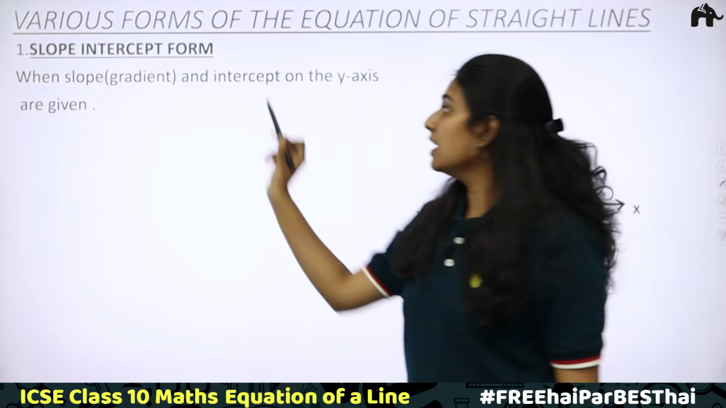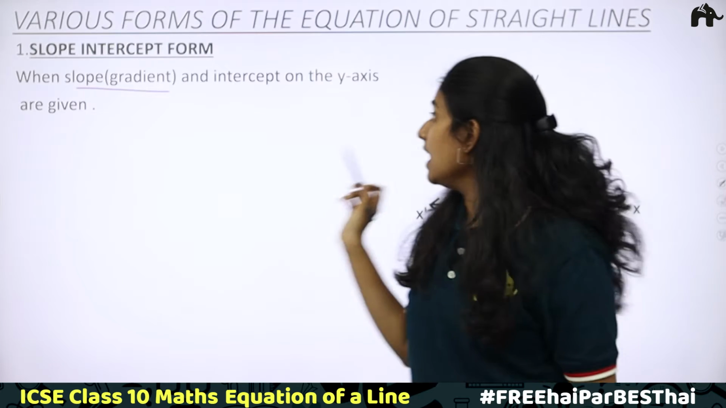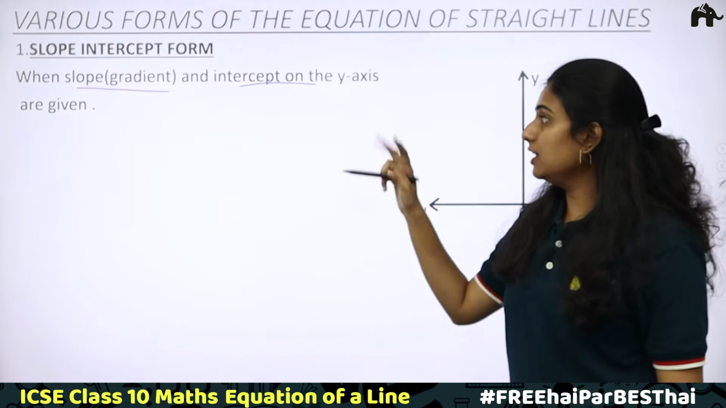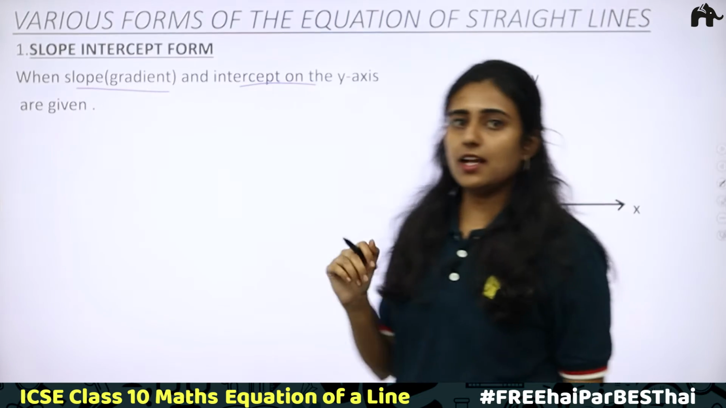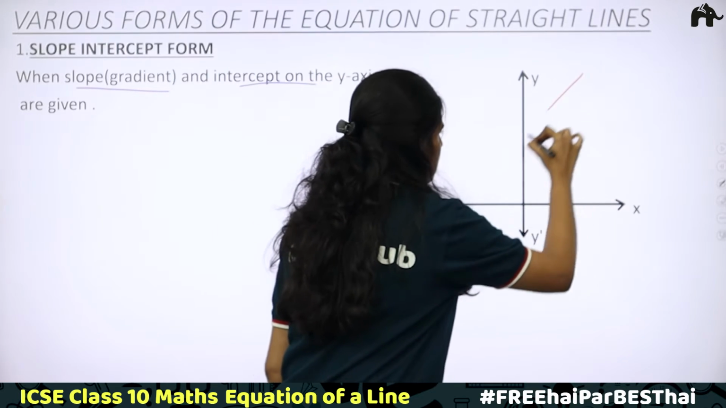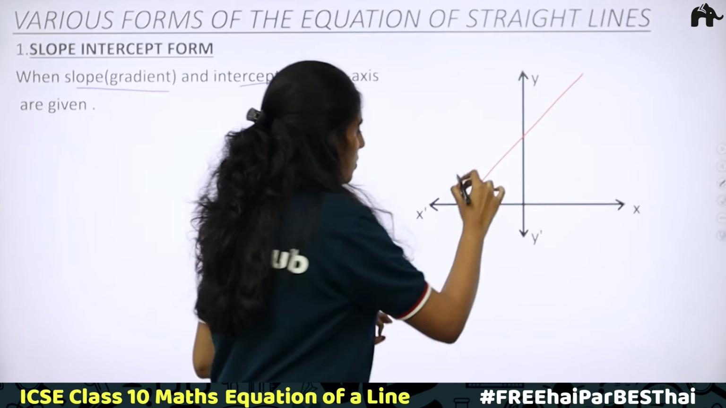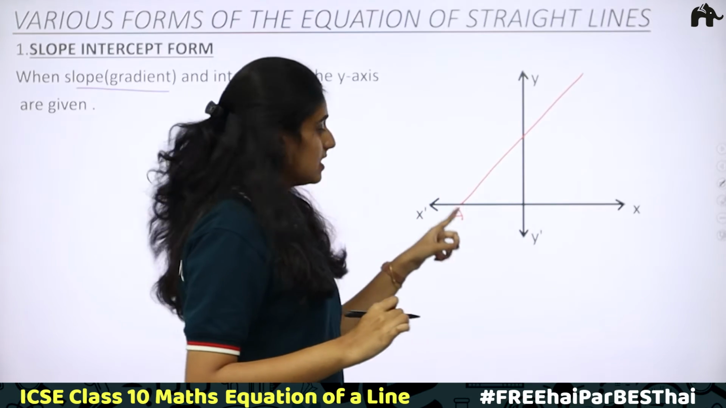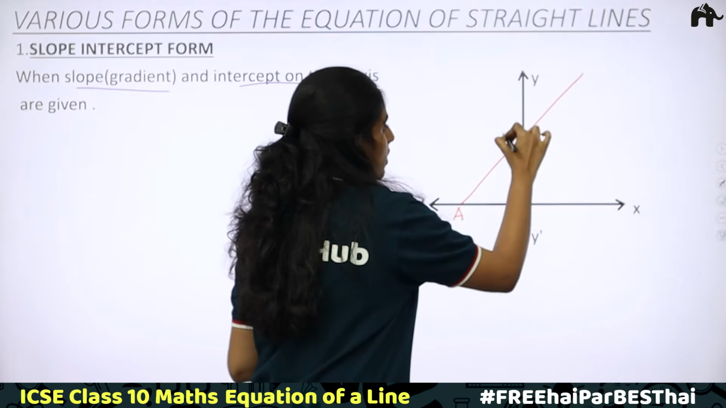As the name suggests, slope-intercept form is used when the slope, also known as gradient, and the intercept on the y-axis are given. Okay, 2 things. One is slope and the second is the intercept on y-axis. Here consider our coordinate axis. I am drawing a line which meets the x-axis and y-axis. I am taking this point as A, that is the line cutting x-axis at A and the line cutting the y-axis at a point B.